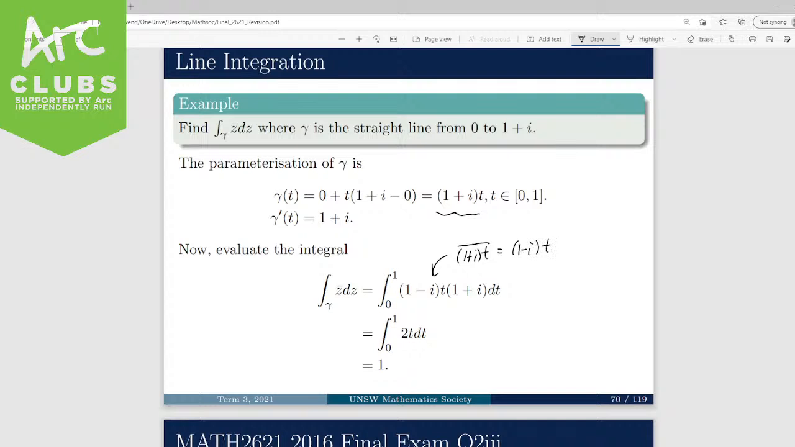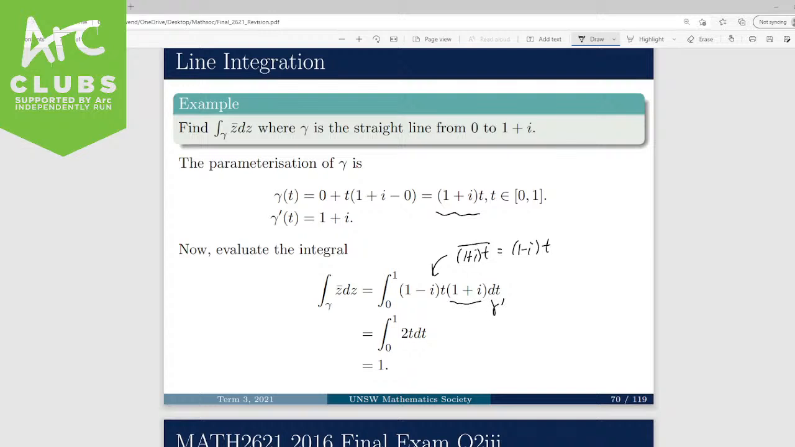t is just covering the real values from 0 to 1, so you don't need to worry about slapping a conjugate on top of that one. It's just the 1 plus i bit that gets into the 1 minus i conjugate. Conjugate of t just comes back to t. And of course multiplied by the derivative, gamma dash, which is 1 plus i. So there's your gamma dash getting subbed in.